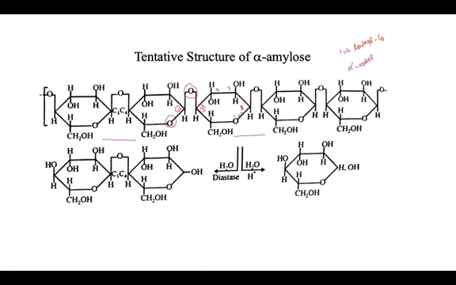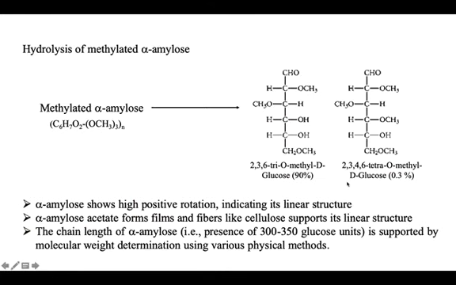Based on these tentative findings, when beta diastase was used for enzyme hydrolysis, we got maltose as the main product, and when acid hydrolysis was done, the main constituent unit was glucose. So it was confirmed that it must have a linear structure, and this linear structure was further confirmed when hydrolysis of methylated alpha amylose was done.